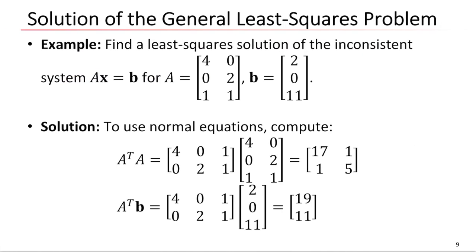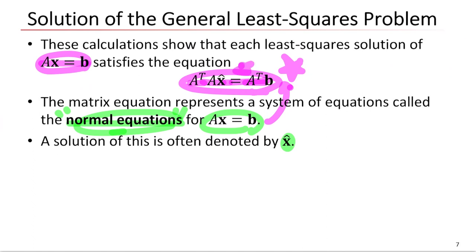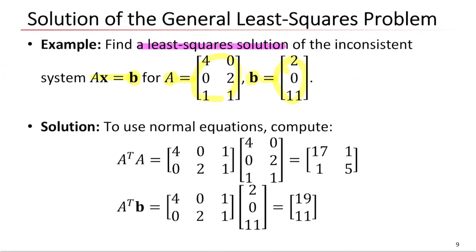Okay, let's see an example. Let's think about the inconsistent system Ax = b, where the matrix A is defined something like this and vector b something like this. Let's find the least squares solution of this system. We already know the least squares solution can be estimated by this normal equation. To use it, we have to find A transpose A and A transpose b.